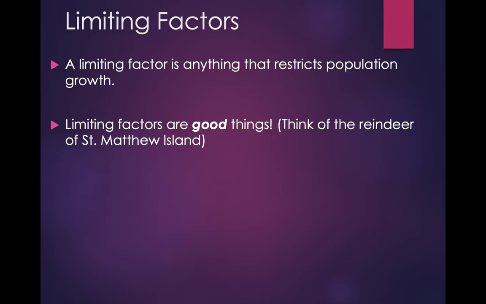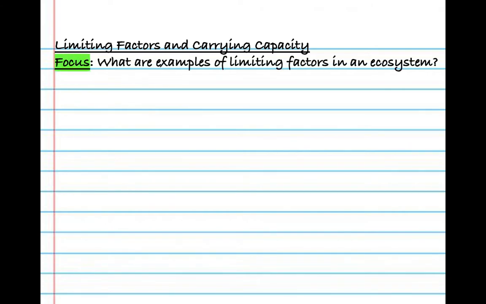You read about the reindeer of St. Matthew Island overpopulating and completely decimating the St. Matthew Island and also leading to their own demise. If they had had limiting factors in place, they would have had a much more stable existence. So let's go ahead and start our notes entry, limiting factors and carrying capacity. Our focus today is what are examples of limiting factors in an ecosystem.